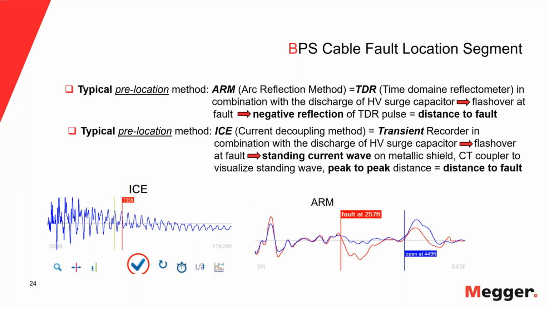For those situations, we have another method. We call it the ICE method, or the current decoupling method, which uses a TDR, but not as an active TDR where we send out a TDR pulse. We're using the TDR merely as a transient recorder, like a scope. So we use the thumper, we thump the cable at the fault, we get a flashover, and the flashover occurs between the conductor and the concentric neutral.